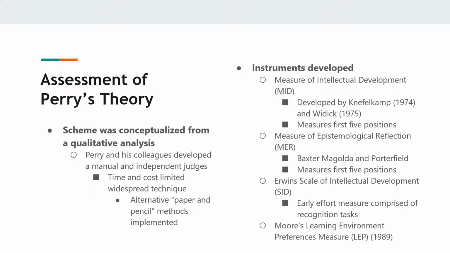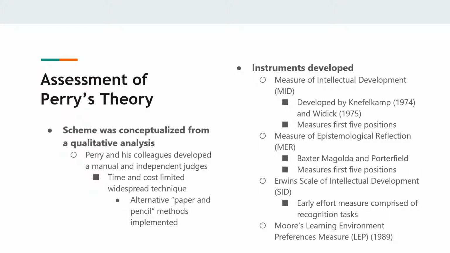Perry's scheme was developed into a manual and independent judges conducted ratings. The time and cost limited it from being used widespread, so a paper and pencil scheme was implemented. In 1974 and 1975, other instruments were developed, including the Measure of Intellectual Development, or MID, the Measure of Epistemological Reflection, Erwin's Scale of Intellectual Development, and Moore's Learning Environment Preferences measure.